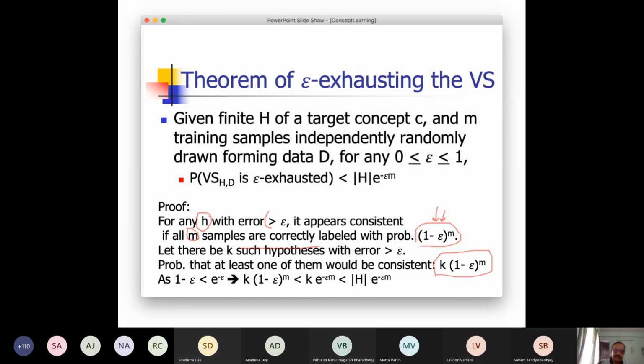Now, in your version space you do not want any bad hypothesis, and suppose there exist k such hypotheses, all consistent. Then any one of them could be included, so the probability would be k into (1 minus epsilon) to the power m. Any one of them can be included in your version space. Sir, it is a maximum bound, right? Yes, it is a maximum bound, that is why it is written like this. Oh, okay, sir. So now k hypotheses are a subset of the total hypothesis space. So that is why k into (1 minus epsilon) to the power m is less than this.